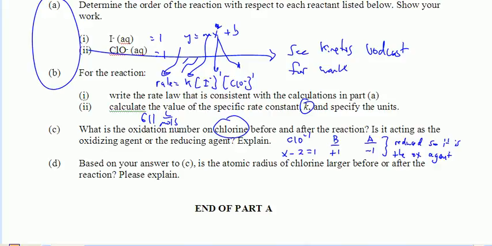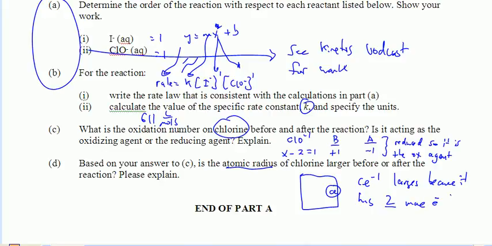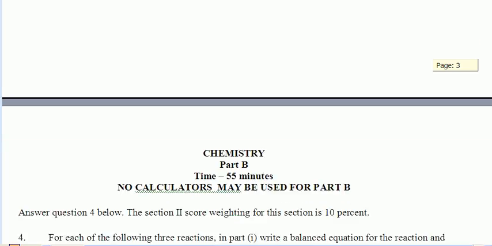Based on your answer to C, is the atomic radius of chlorine larger or smaller? Well, it's both chlorine atoms. They're over here on the right, so they have a pretty small radius. But chlorine minus 1 is larger because it has 2 more electrons than chlorine plus 1. Very simple response. Alright guys, that's the end of part A. Going on to part B.